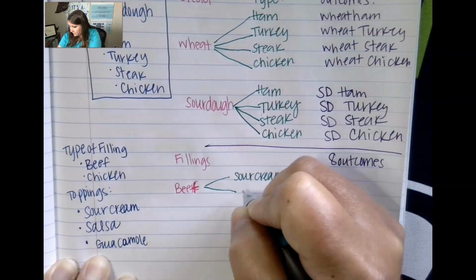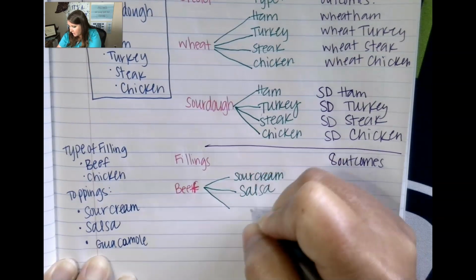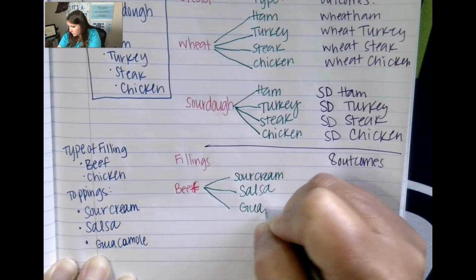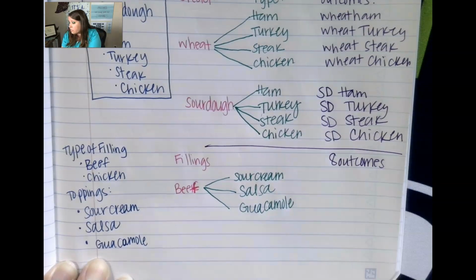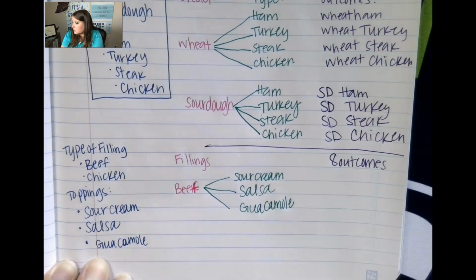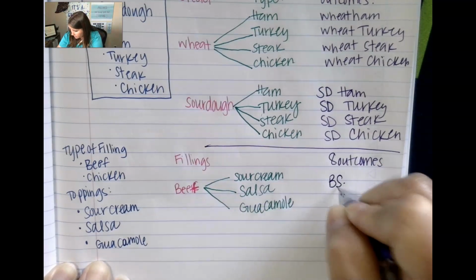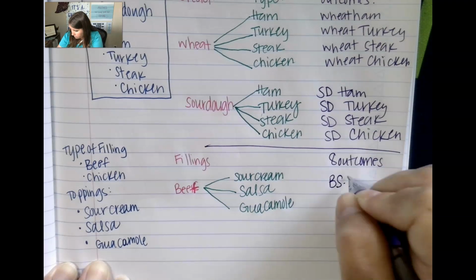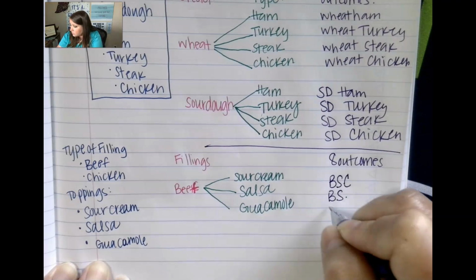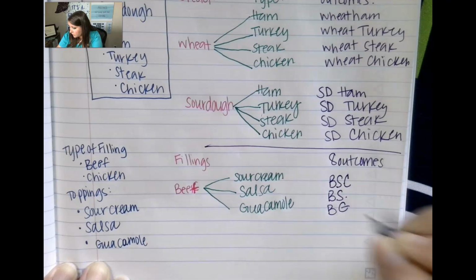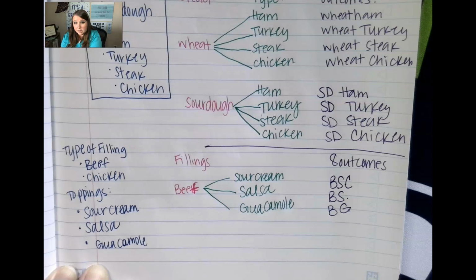We could have salsa. And we could have guacamole. So there are 3 possible outcomes here. You could have beef sour cream. You could have beef salsa. And we could have beef guacamole. So there are 3 possible outcomes here.